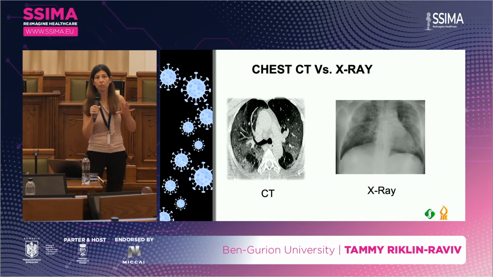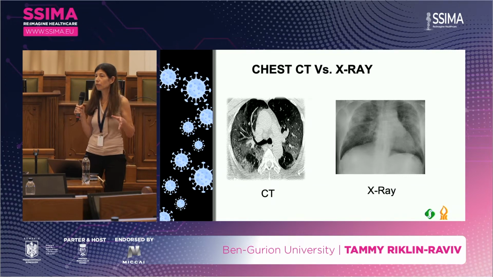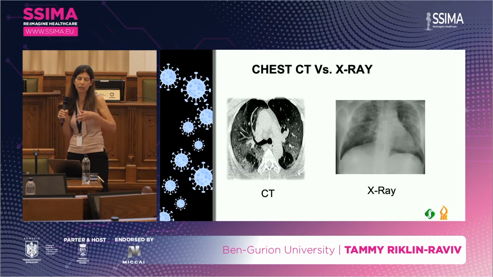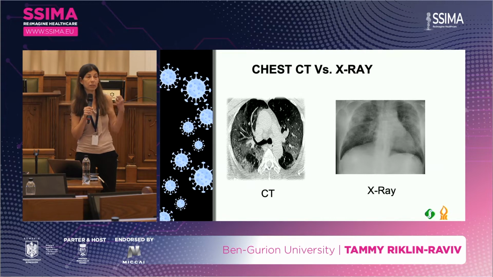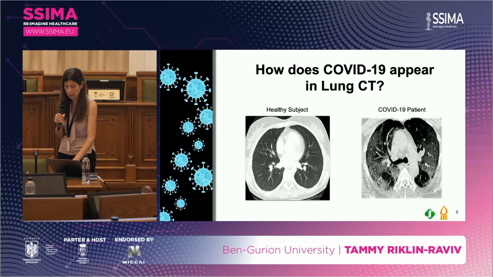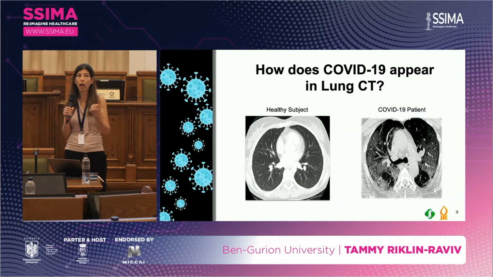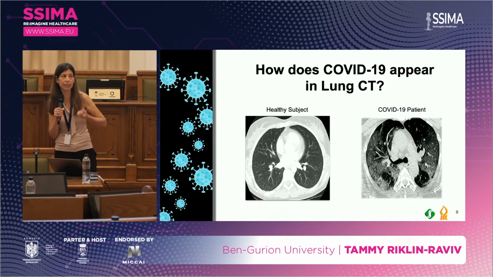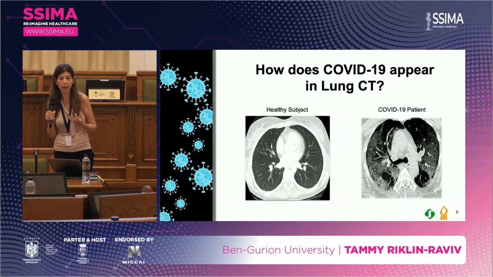Here you can see X-ray and CT scans, two different patients, and you can see that there is a very significant difference. Obviously, X-ray is much more prevalent than CT, but you can see much more features in CT, and this is why we decided to work with CT images. And here you have an idea of how normal, healthy lung tissue looks with respect to the lung of COVID-19 patients.